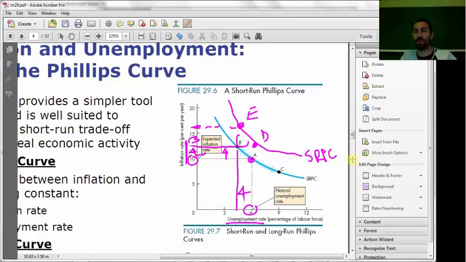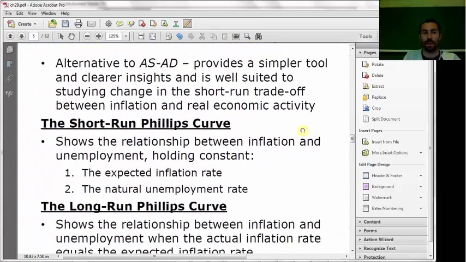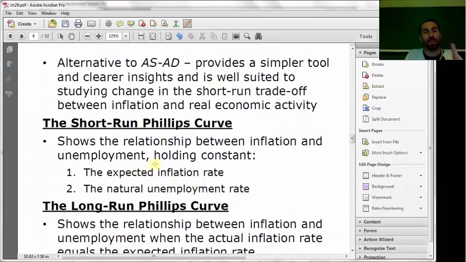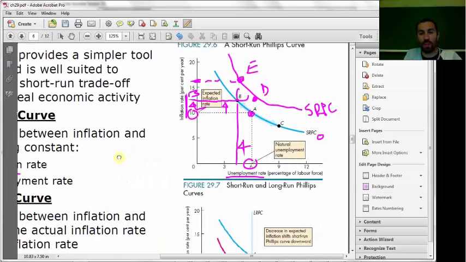In other words, this initial short-run Phillips curve, short-run Phillips curve 0, is the relationship that we have when we hold constant our expected inflation. When we change our expectations of inflation, what do we do? We shift the short-run Phillips curve. You got it?